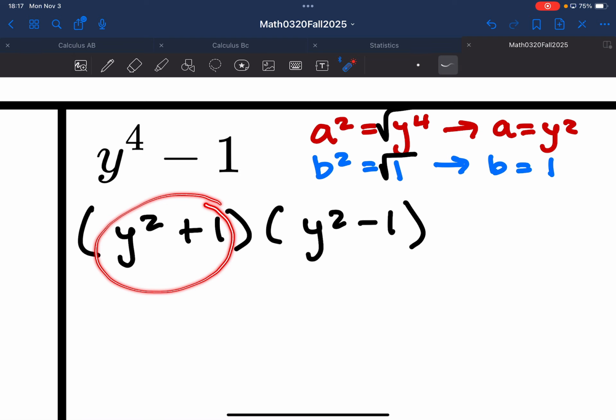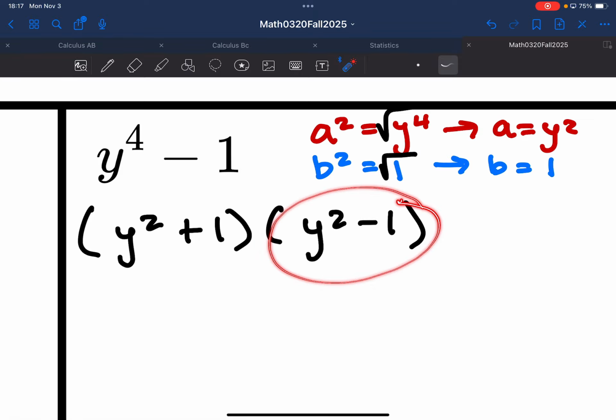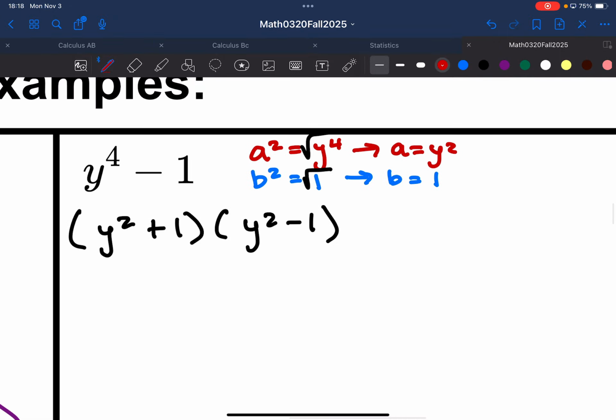Then I look at each of these, and I ask myself, can I continue? The first one is prime, and I know it's prime. Why? Because of this plus right here. So that means I can't do anything further with this, so I'm going to look at the next one. Can I continue this one? Yes. So then I do the same thing.